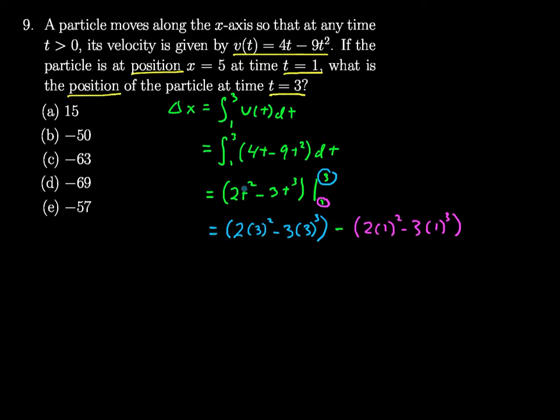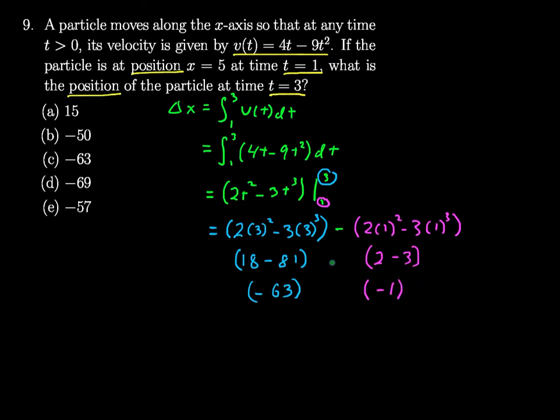So as I reduce this down, 3 squared is 9, 2 times 9 is 18. 3 cubed is 27, times 3 is 81, so I have a minus 81. And this reduces down to a negative 63. 1 squared is 1, 2 times 1 is 2. 1 cubed is 1, negative 3 times 1 is negative 3. So this reduces down to negative 1.